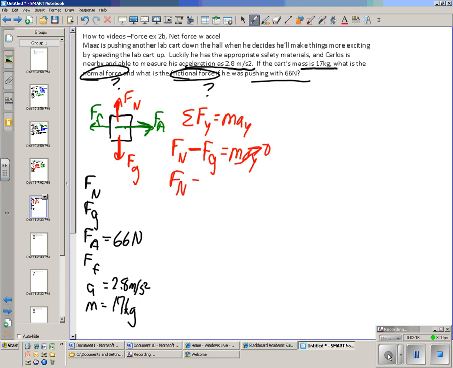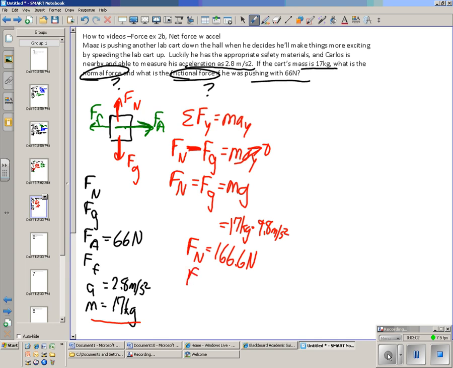So that means the normal force equals the gravitational force. We're not given the gravitational force, however, we are given the mass. And we know that mass times the acceleration due to gravity will get us weight, which is the gravitational force. So let's plug in: 17 kilograms multiplied by 9.8 meters per second squared, the acceleration due to gravity. Remember, we can drop the negative sign because it's already taken into account with the downward direction. Tap that into our calculator. We get normal force equals 166.6 newtons, or rounding to more reasonable sig figs, 167 newtons. Excellent. That is the first part.